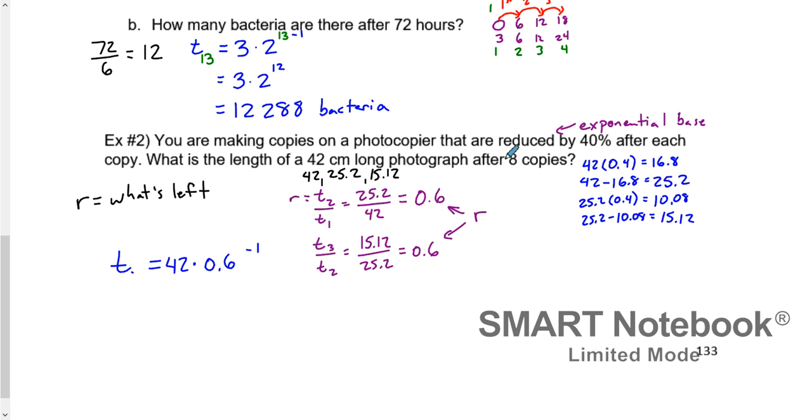So if it's been copied 8 times, so make 4 copies, original length is 42 centimeters. After 8 copies, it means that we're actually looking for the 9th term. So what is term 9? So again, a little bit of logic that is needed. 0.6 to the power of 8. That's where we get that 8. So if we take 42 and multiply by 0.6 to the power of 8, we get 0.71 centimeters.